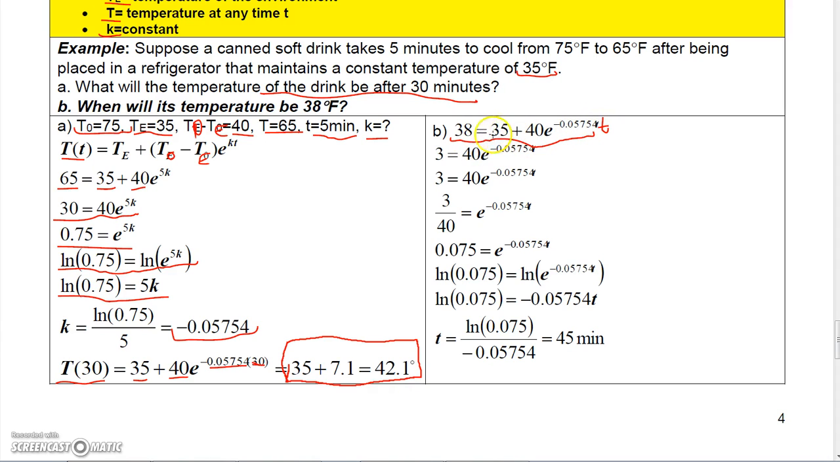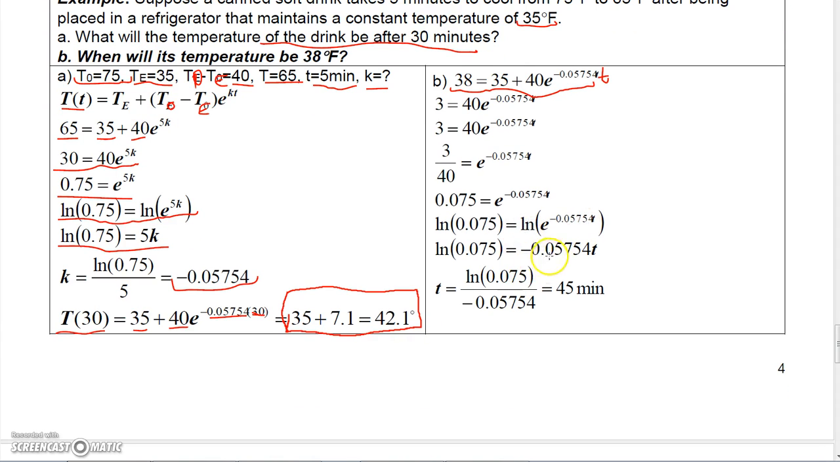And then if I subtract 35 from both sides, I get 3. And then I can divide both sides by 40, and I get 3 over 40, which is 0.075. And then I can take the natural log of both sides, so I get the natural log of 0.075 is equal to the natural log of e to the negative 0.0575 T.